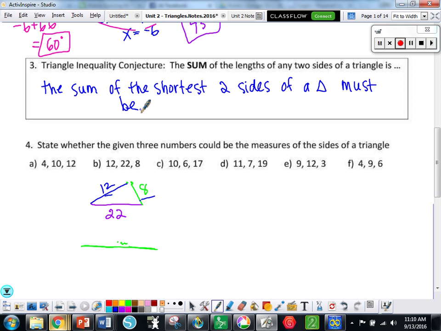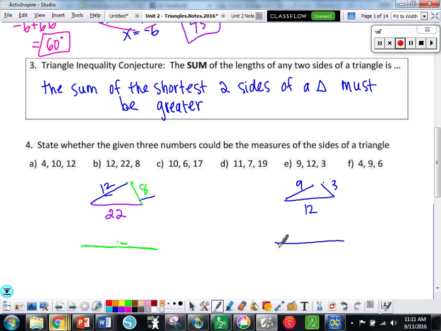Okay, the sum of the shortest two sides of the triangle must be what? Greater. Now let's look about equal. Look at part B. If you had a 12, then you had a 9 and a 3. Would those 2 points meet?